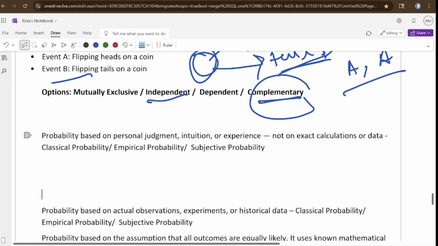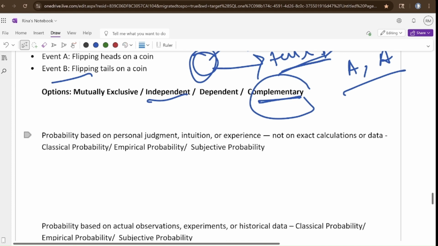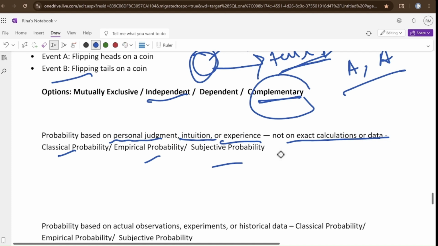Let's say probability based on personal judgment, intuition or experience, not an exact calculation of data. You are not calculating, but you are using judgment, intuition or experience. So now tell me, which type of probability is this? Probability is of many types. Is it classical, empirical, subjective? This is called subjective probability. When you are not doing any calculations, then this is subjective because you are judging something. You are thinking that it may happen. Your intuition or your experience is telling you that the probability of any event occurring is this much. This is called subjective probability.